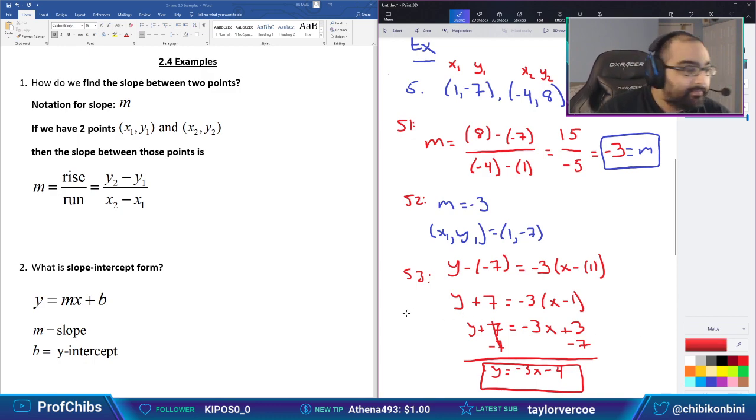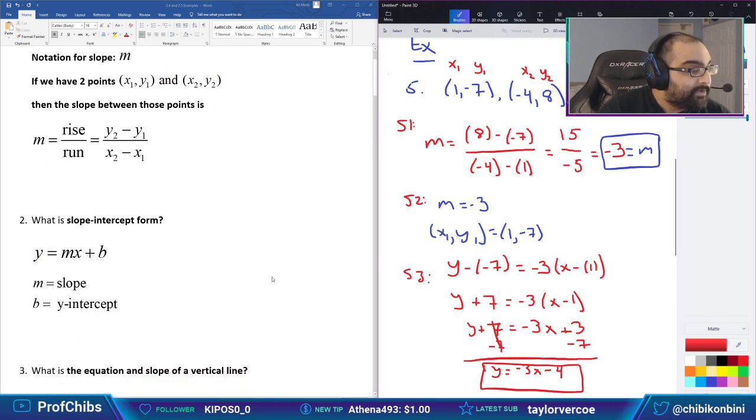All right. So we have again the slope between 2 points here, and we have the slope-intercept form here. I think we're okay. So far, so good. Now we have the point-slope formula.